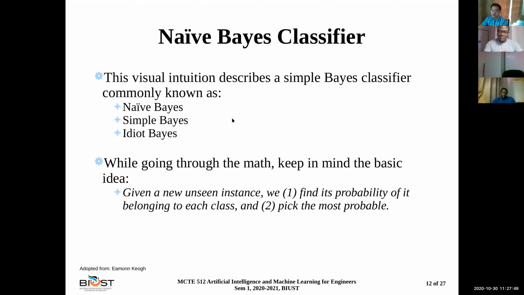While going through the math, we keep in mind that there are some unseen instances for which we find the probability, given that it belongs to a certain class. In this case, we don't know whether the animal that was given to us is a crocodile or an alligator, and we just take which one is most probable.